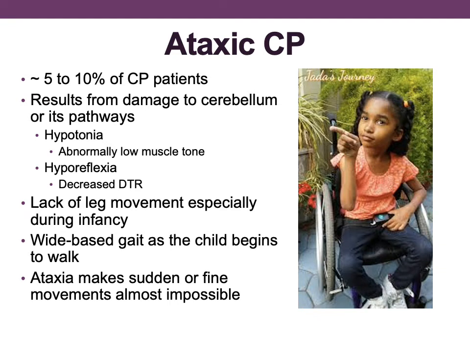Ataxic cerebral palsy only affects 5 to 10% of cerebral palsy patients. It results from damage to the cerebellum or its pathways. The patient will manifest with hypotonia, abnormally low muscle tone, and they'll present with hyporeflexia, significantly decreased deep tendon reflexes. There will be a lack of leg movement, especially during infancy. They'll present with a wide-based gait as the child begins to walk. Ataxia will make sudden or fine movements almost impossible, and these children will typically resort to a wheelchair just for steadiness, not that they cannot walk.